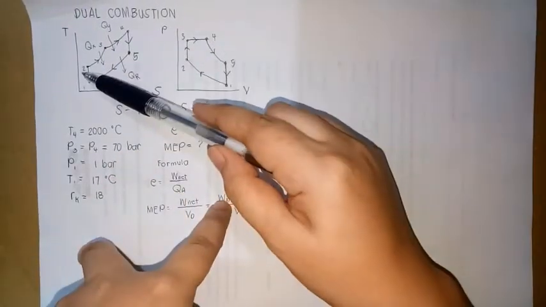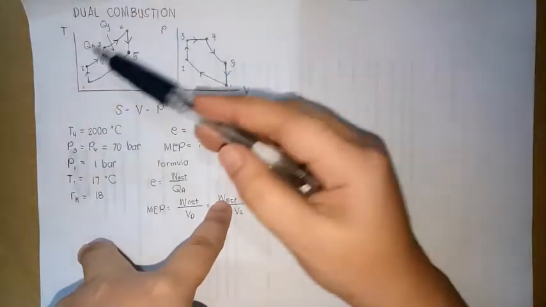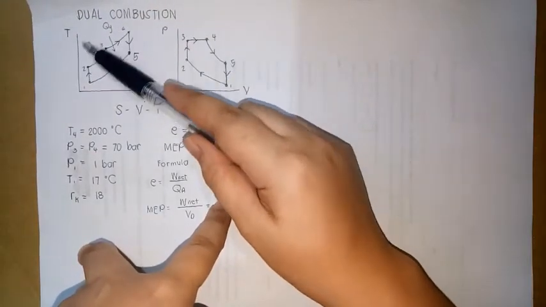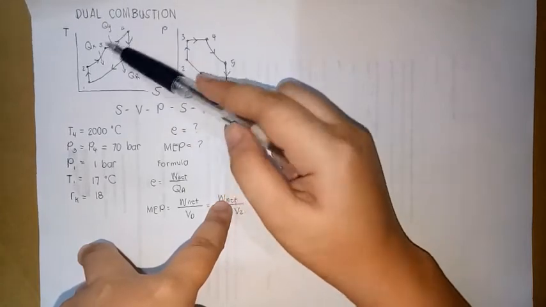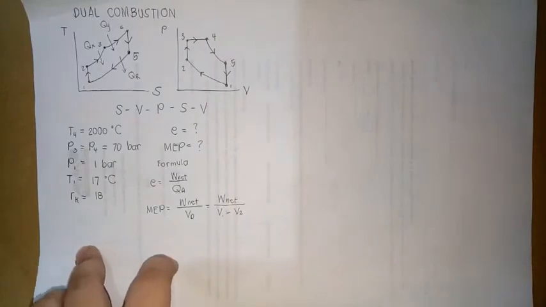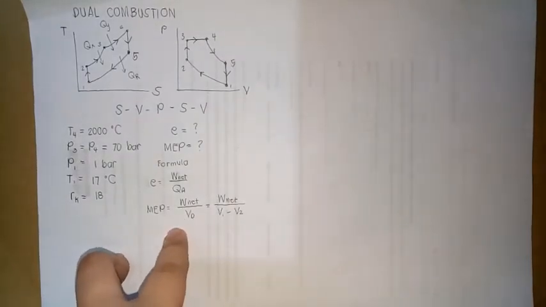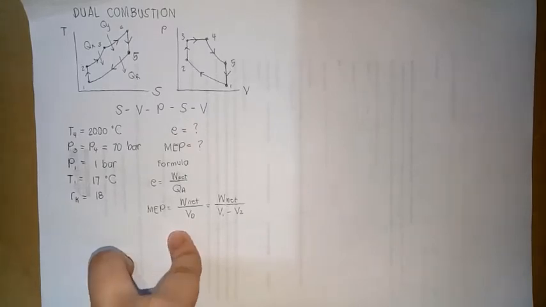And we have two processes here for heat addition. Therefore, if we get QA, QA is equal to QX plus QY, one isometric and one isobaric heat addition. Now, let us read the problem first. So, I will just read the problem first.